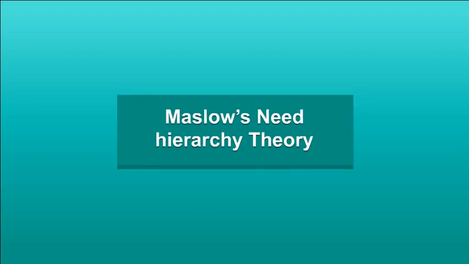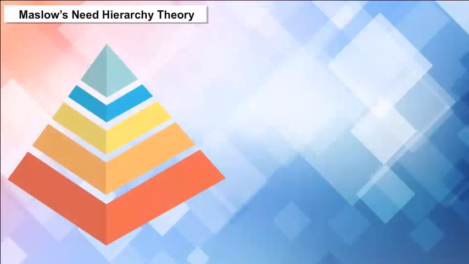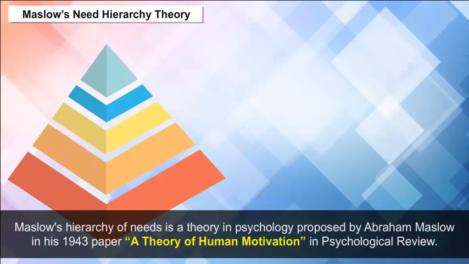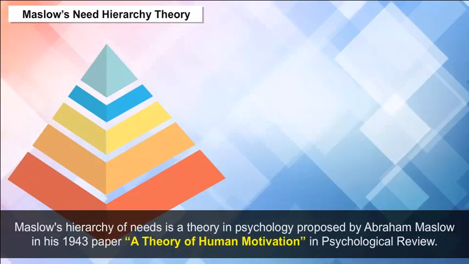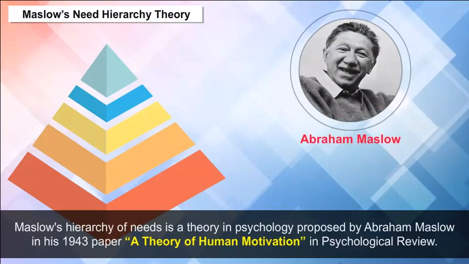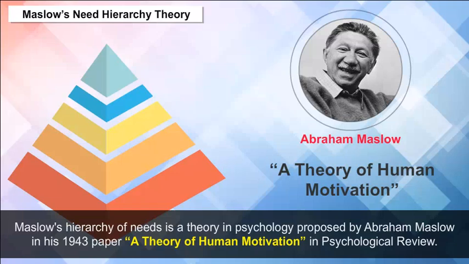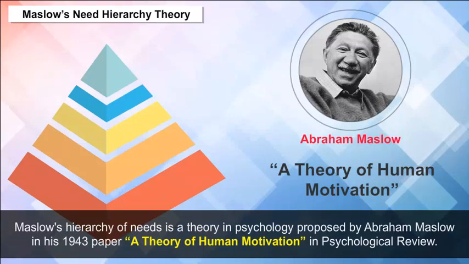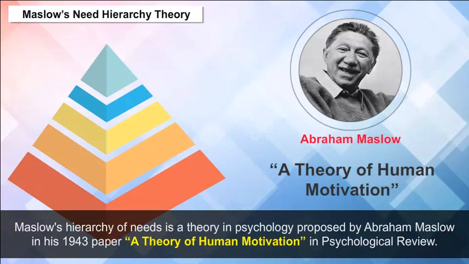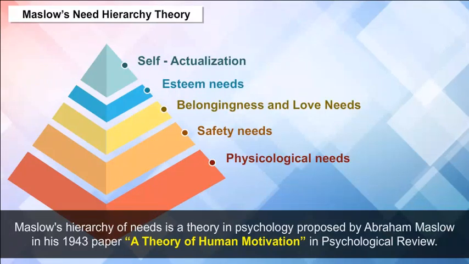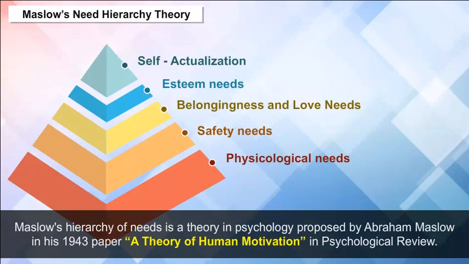Maslow's need hierarchy theory. Maslow's hierarchy of needs is a theory in psychology proposed by Abraham Maslow in his 1943 paper, A Theory of Human Motivation, in Psychological Review. In his need hierarchy theory, Maslow divided human needs into 5 basic categories.